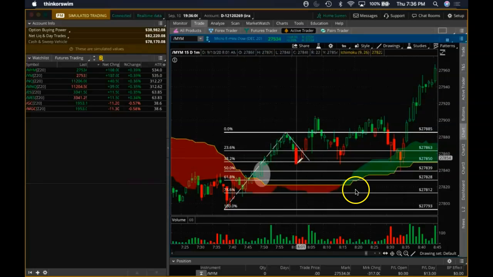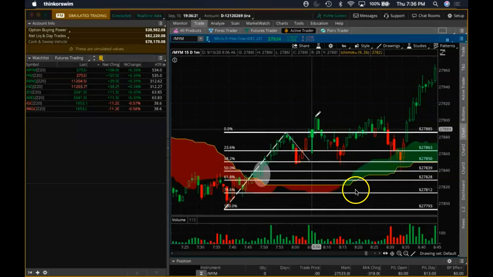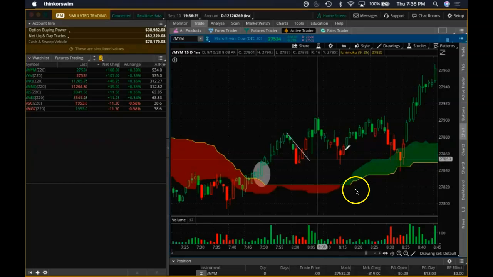So 1 move, 2 moves. Joel is in right around 27,865. My stop is going to be right there at 27,847. Now see that? 847. Now it looks like it went up and then it came back. So I would have been out of this trade at break even, right? So we're going to look at the next move. You might have to keep doing this over and over again.